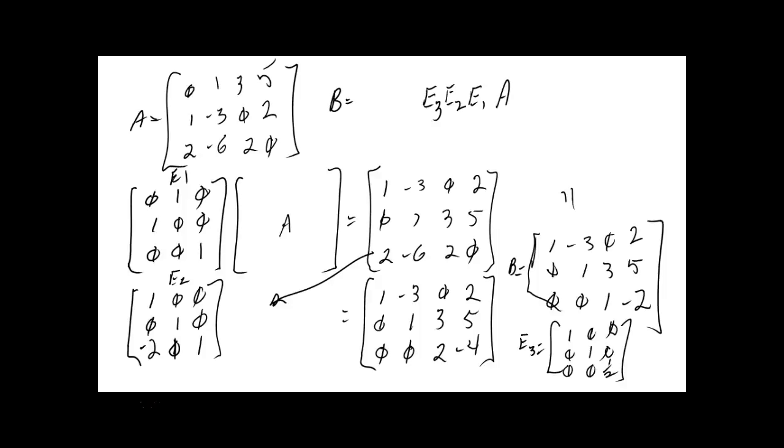You first started with A multiplied by E1 on the left. That result you multiply by E2 on the left, and then that result you multiply by E3 on the left, and sure enough, that's how you got B. Now, that means that A and B are row equivalent, because all the operations you did were elementary row operations, so they are row equivalent.